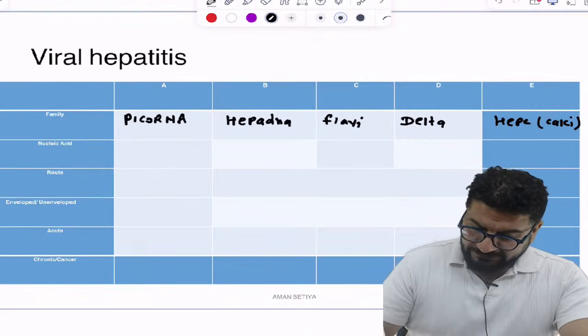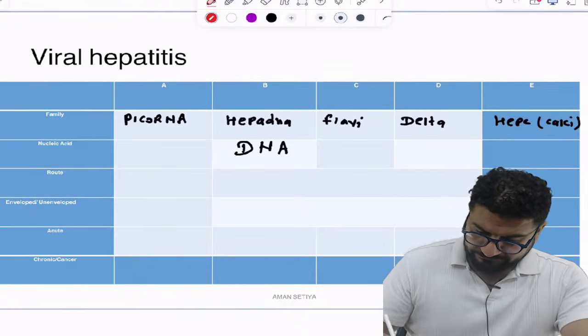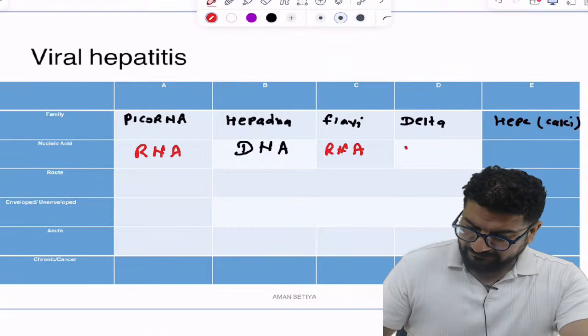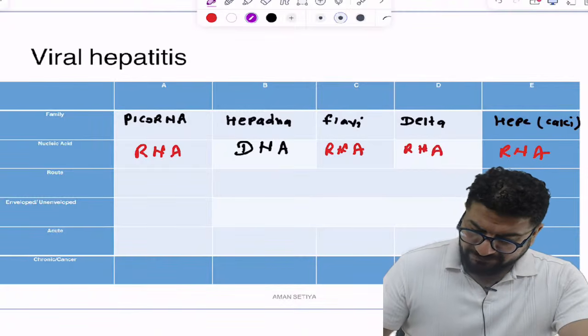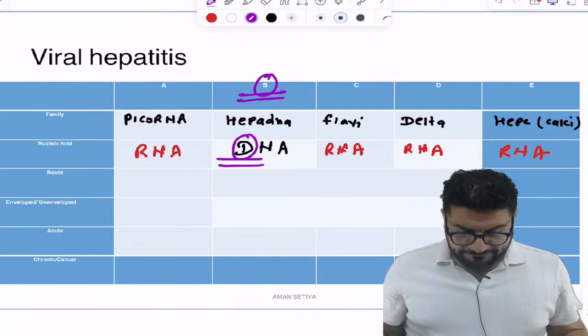Now what they ask you, nucleic acid. So only B, सिर्फ B में क्या होगा? DNA होगा. Only B is having DNA. बाकी सब में क्या होगा? You will have RNA, RNA, RNA. So only B is having DNA. कैसे याद रखोगे? Remember mnemonic BD, simple.